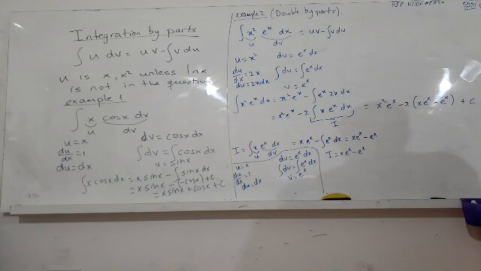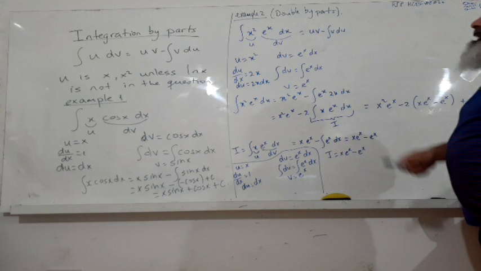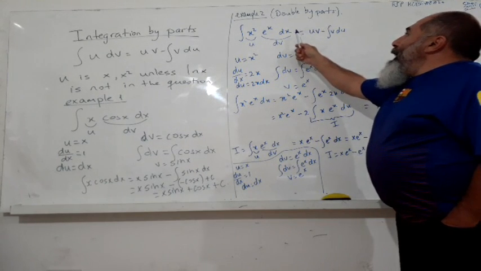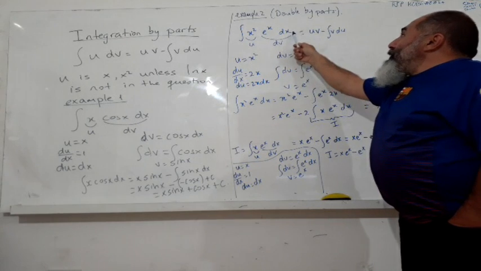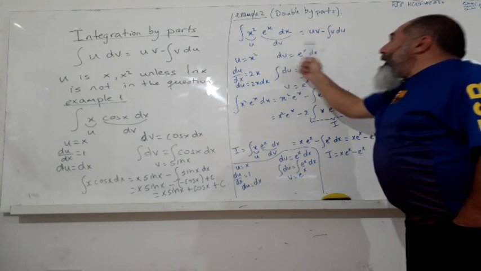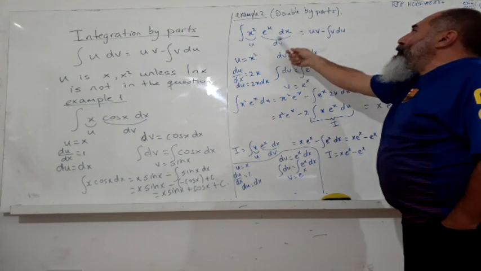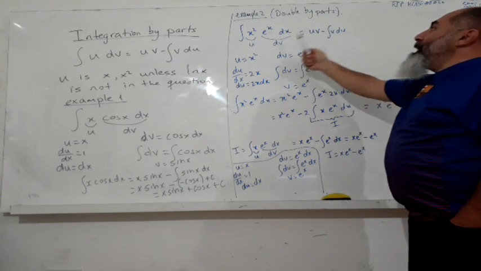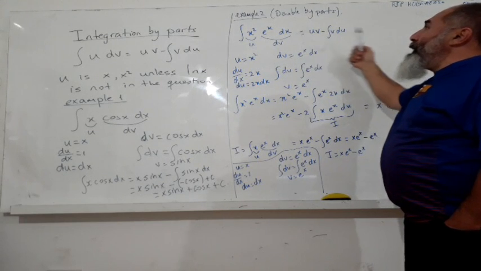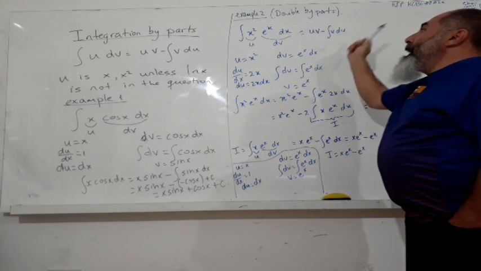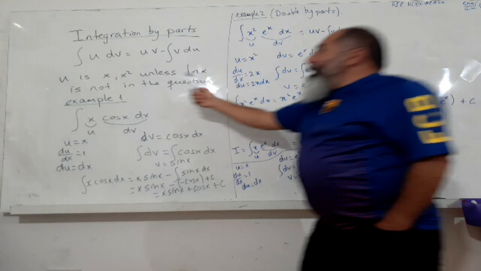This is a good example for double by parts. Let's revise the solution once more. When you have such a question, such an integration, you see that there is no substitution and we cannot solve it by partial fractions. The only way to do it is by parts. And what did we say? u is either x or x squared.